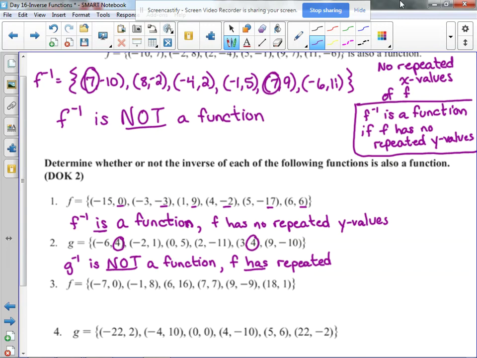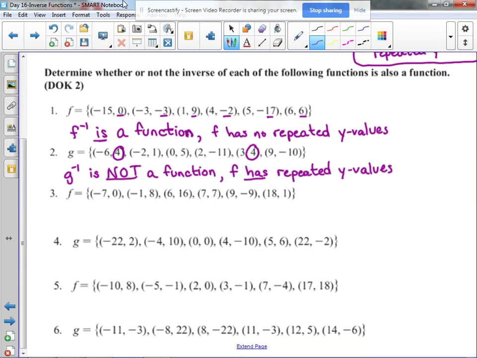Now I know it means extra writing and extra time right now, but trust me, in the future you're going to be glad that you wrote that down on your paper because you're going to know what you were talking about. Okay, so really quickly look at 3 through 6 there.